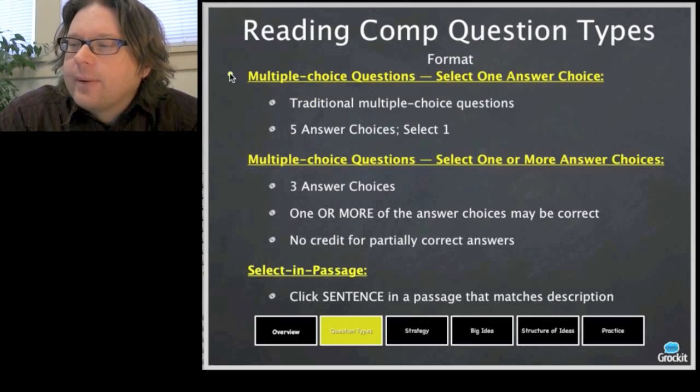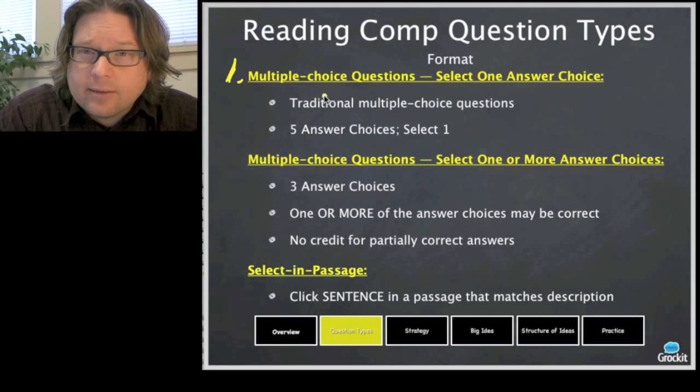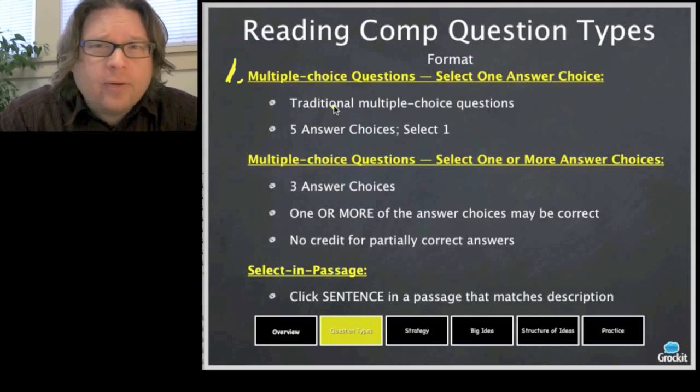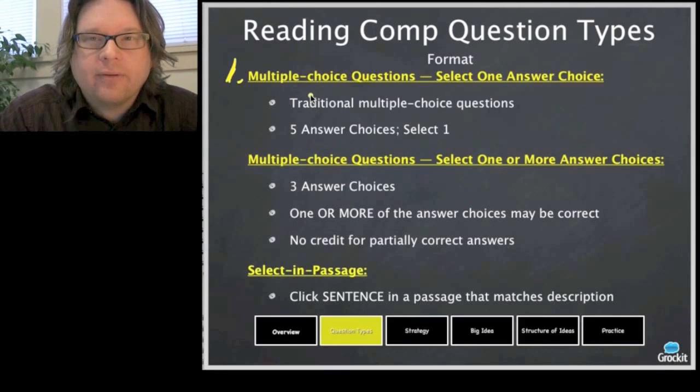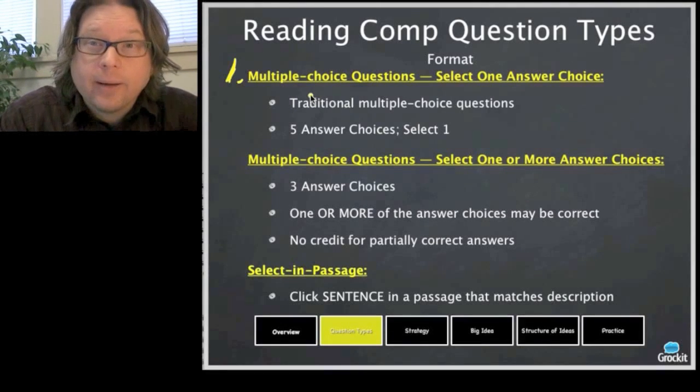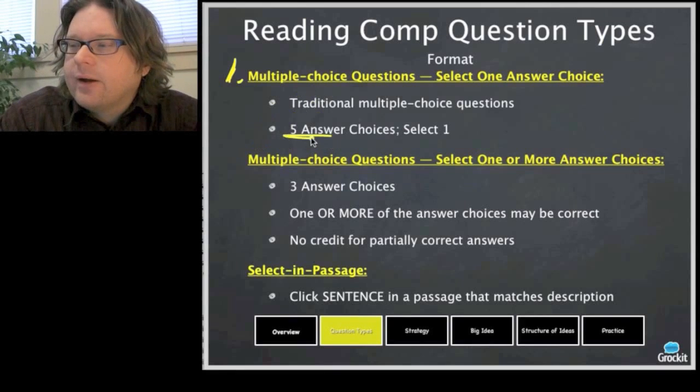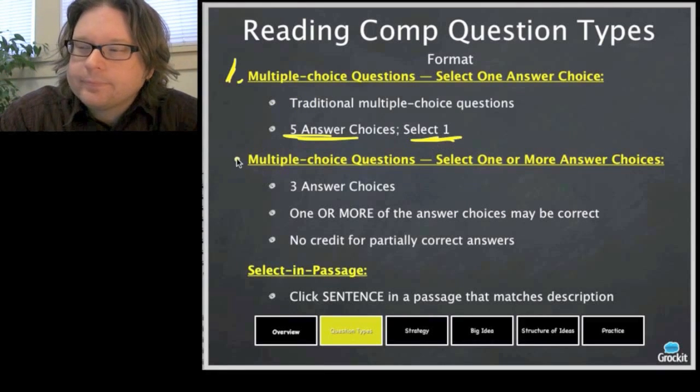So the first format, number 1, multiple choice questions with one single answer. If you've never seen a multiple choice question where you have to choose a single answer, I don't know what to tell you. Lucky you, I guess. It's a very common testing format where you have a number of answer choices and one of them is correct. You must identify the correct answer, select it, confirm it, and move on. So 5 answer choices, select one.